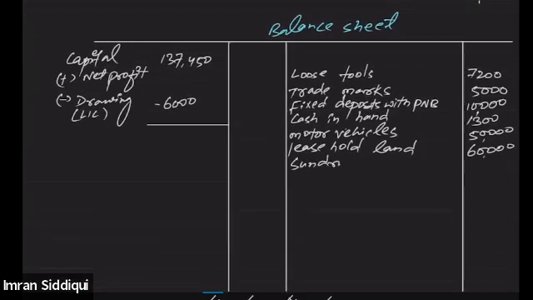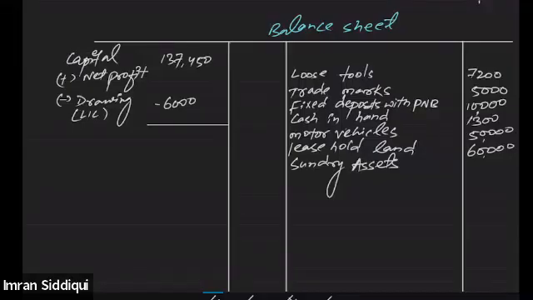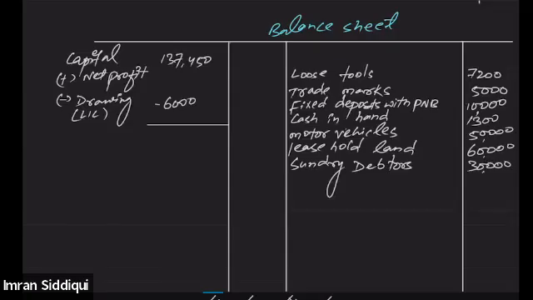Sundry debtors are 30,000. After that, we have sundry creditors 16,100. It is again a balance sheet item. It will be recorded on the liability side. Sundry creditors 16,100.